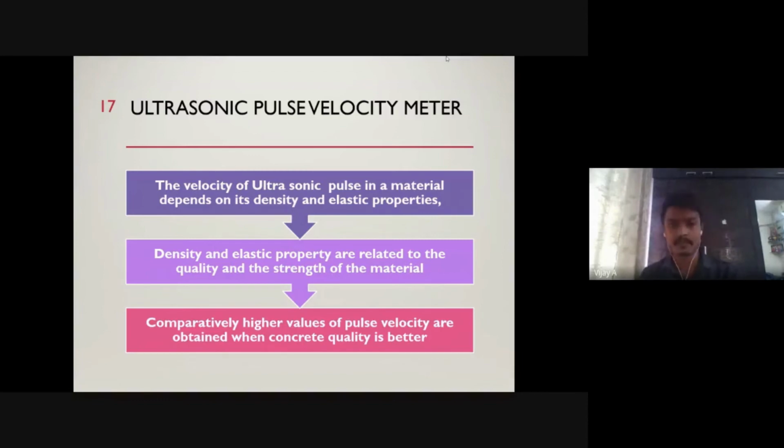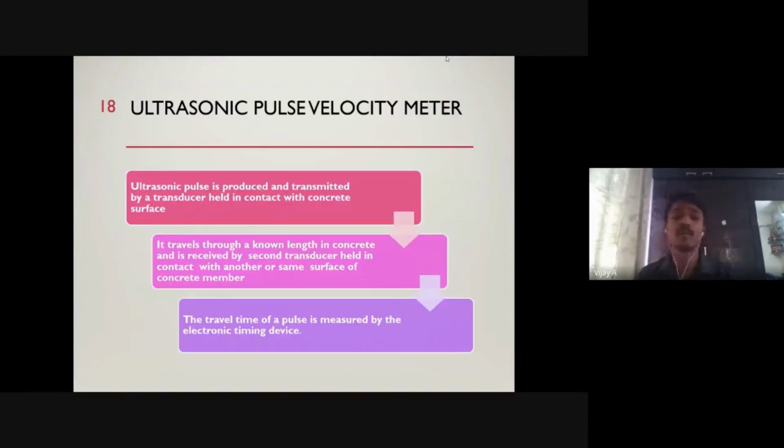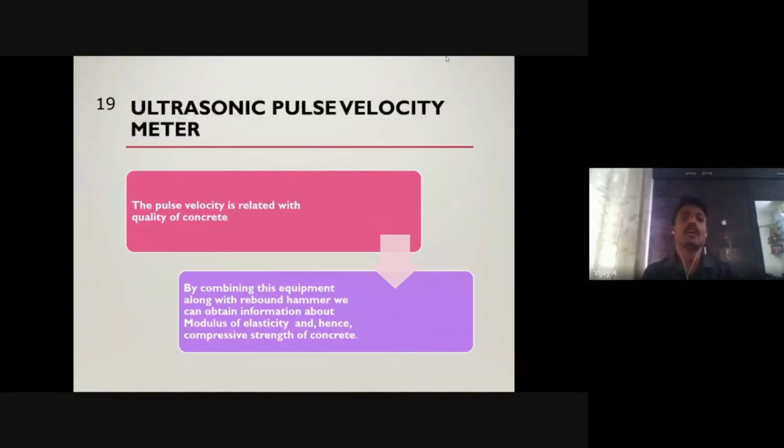Right? So the velocity of ultrasonic pulse in a material depends upon density and elastic properties. Comparatively higher values of pulse velocity are obtained when concrete quality is quite good. Ultrasonic pulse velocity is produced and transmitted by a transducer held in contact with the concrete surface. It travels through a known length in concrete and is received by a second transducer, which is called the receiver. The travel time of the pulse is measured by the electronic timing device. The pulse velocity is directly related to the quality of concrete.